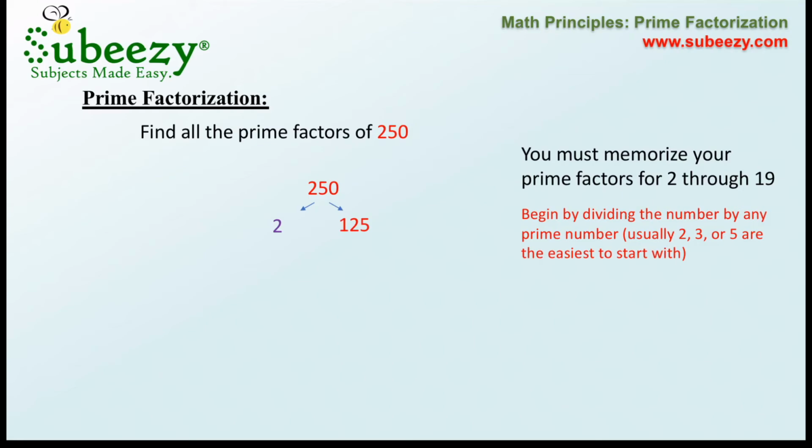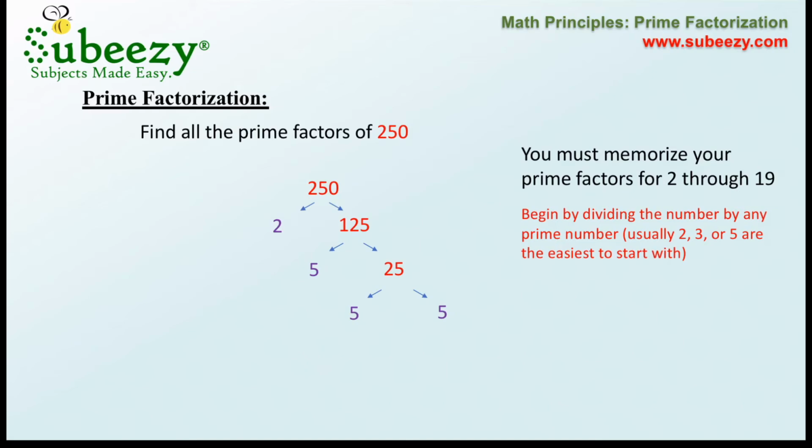125 is not a prime number. We can divide this by another prime number. Let's divide it by 5, which is a prime number. We end up with 5 times 25 is equal to 125. Now 25 is not a prime number. And we can divide this by 5, and we get 5 times 5.